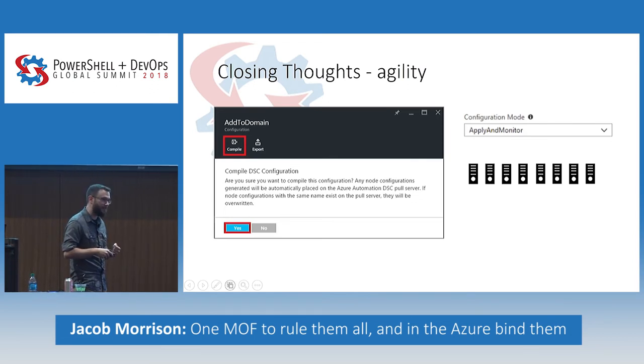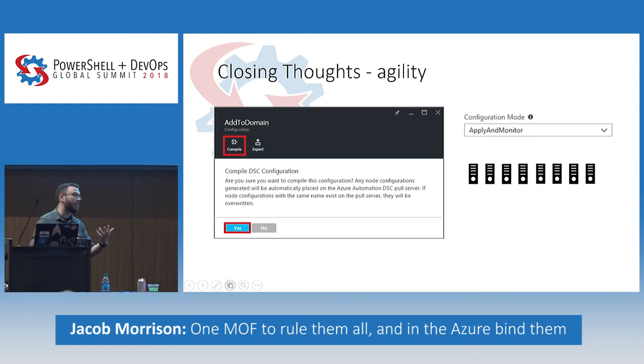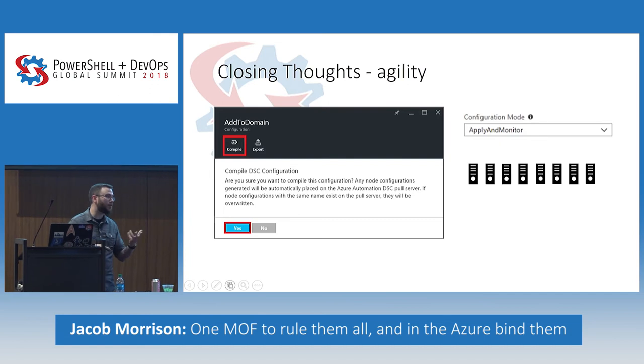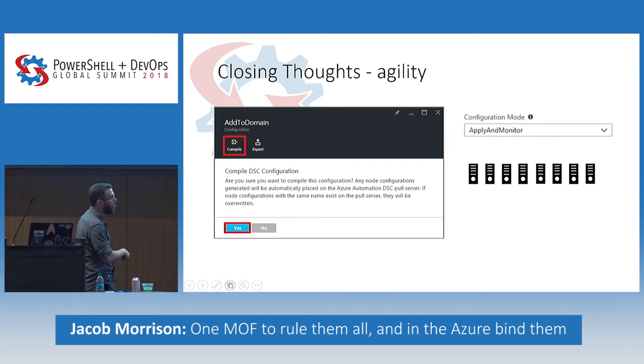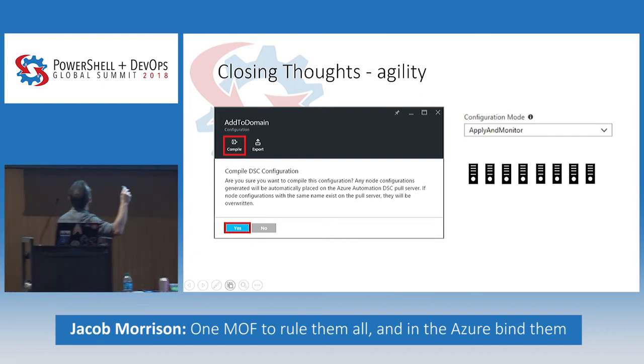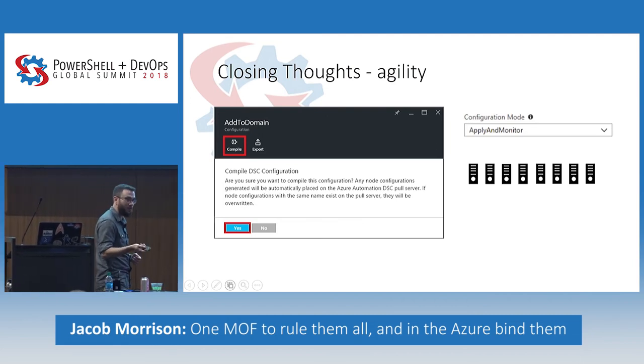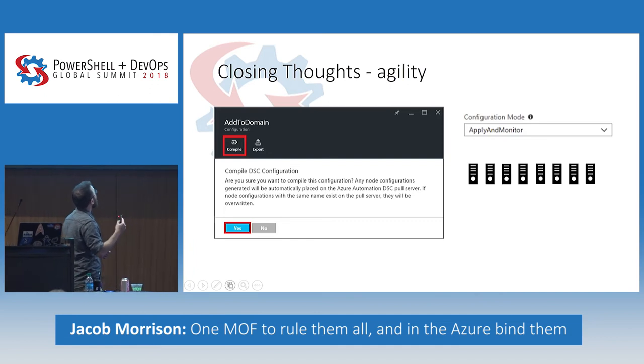Well, not so, I say. There's a better way to approach this. And it comes back to that one MOF to rule them all. Because we're utilizing one MOF, we find ourselves in a very unique predicament here, which gives us the best of both worlds of apply, but also monitor. So when we stick this in here, we will go to monitor mode, and these servers will live the rest of their lives in monitor mode, unless we make a change to that one MOF. The act of recompiling the MOF inside of Azure, if we were to add a new directory or a new Windows feature that we wanted to add, changes the checksum of the MOF.